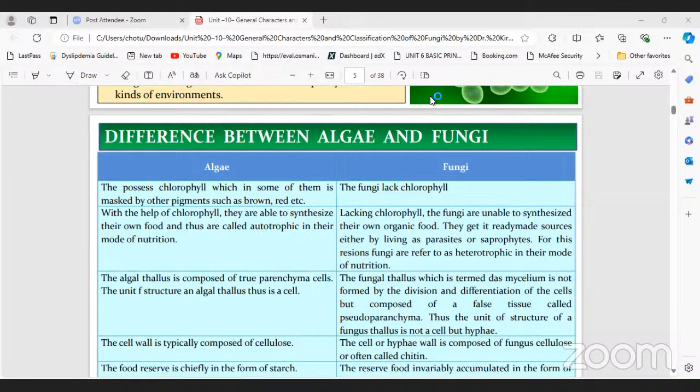Next character: algae thallus. You know, the algae's plant body is called the thallus.